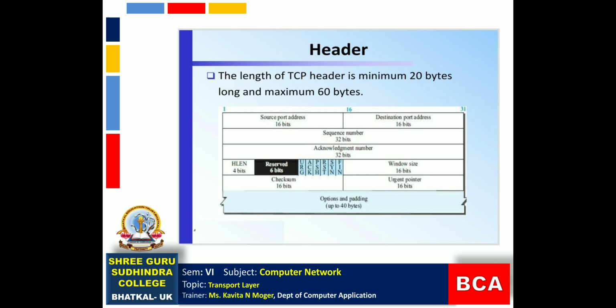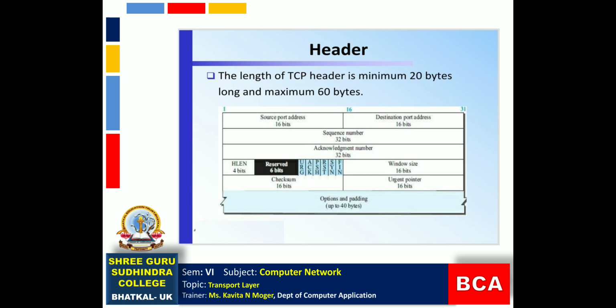Next, PSH. When this flag is set, it is a request to the receiving station to push data to the receiving application without buffering it. RST, reset flag. It has the following features. It is used to refuse an incoming connection. It is used to reject a segment. It is used to restart a connection. SYN, this flag is used to set up a connection between hosts. And the last flag is FIN. This flag is used to release a connection and no more data is exchanged thereafter.